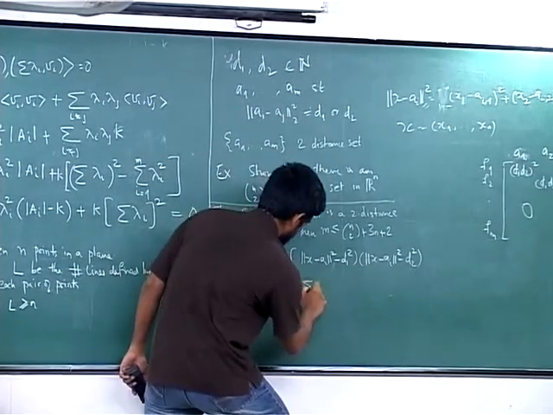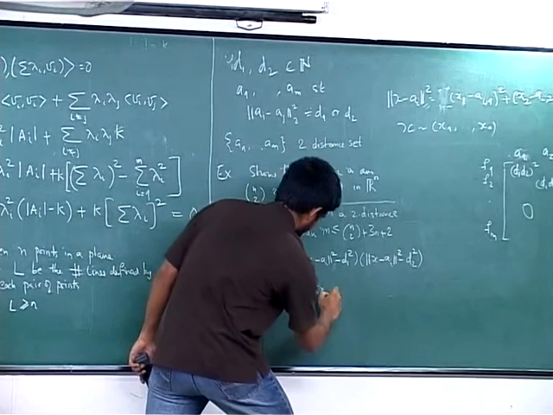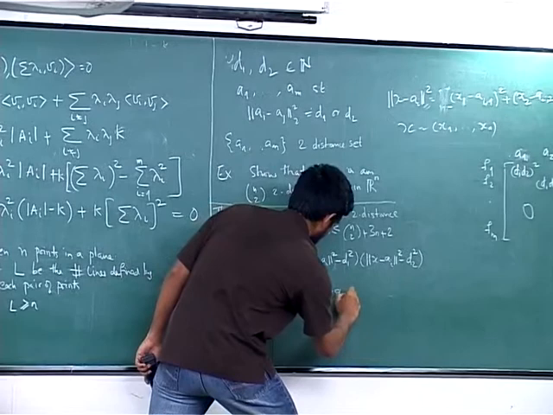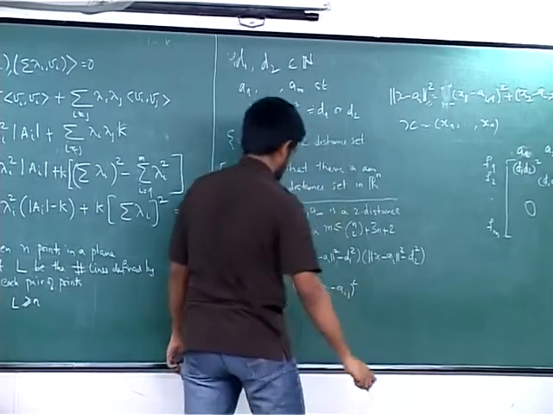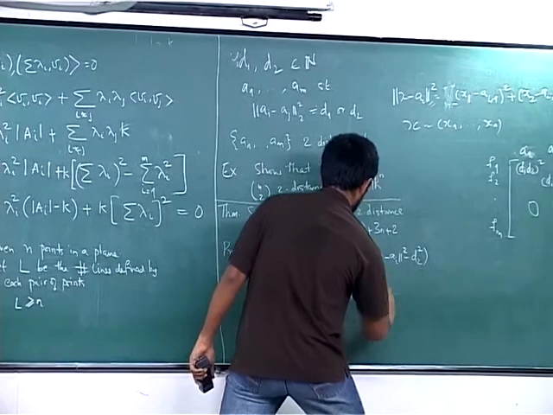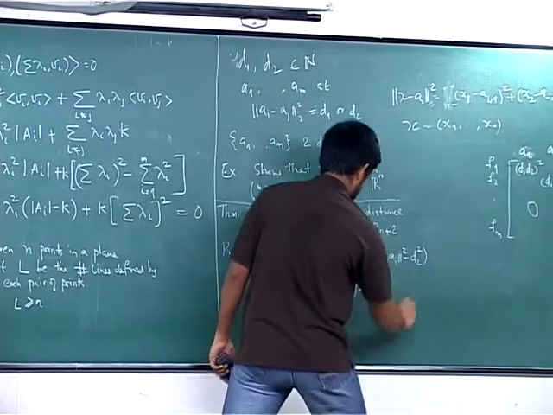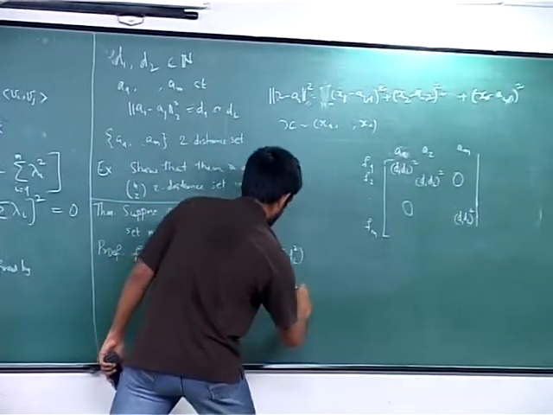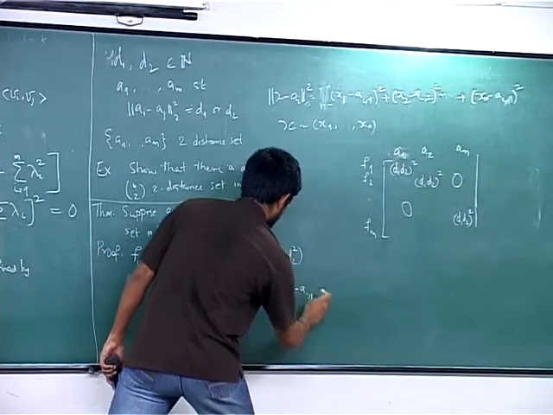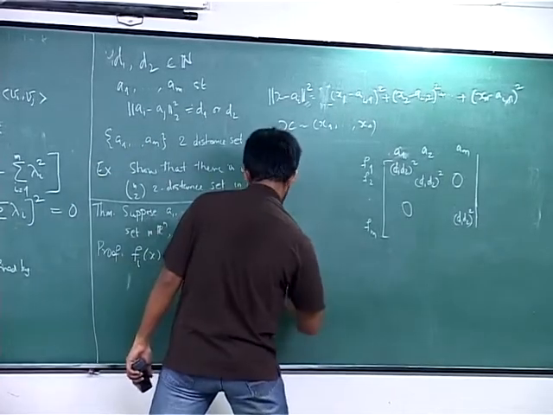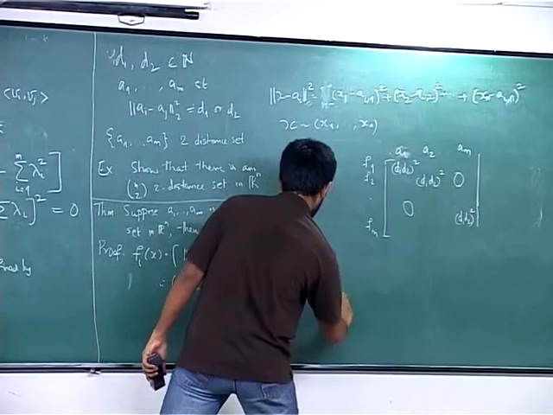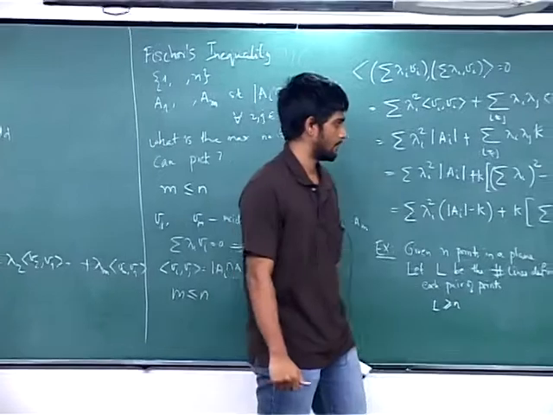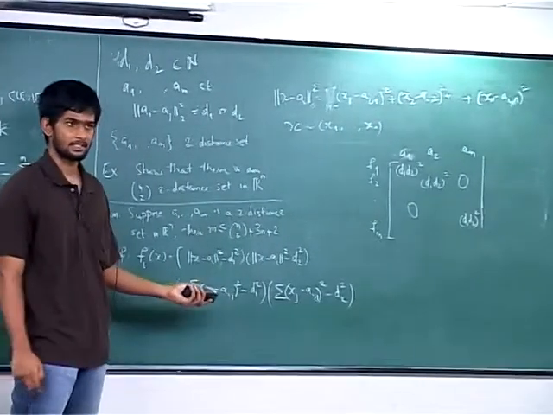This is summation over j of (xj minus aij) squared minus d1 squared, times summation over j of (xj minus aij) squared minus d2 squared. Okay, this is what fi of x is.